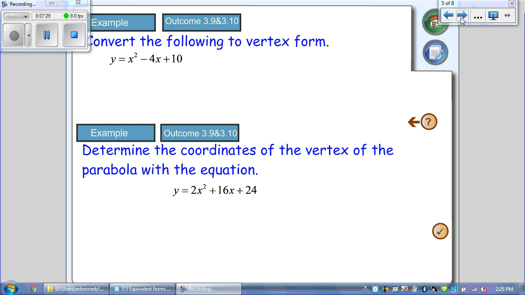So, the first thing you want to check is if you have a perfect square trinomial. Because sometimes you might already have a perfect square trinomial. And that would be fantastic. Right, Ty? Yeah, I thought so.